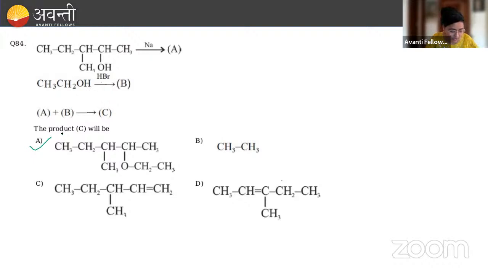Wait a minute. Yeah, let's write that down. CH3, CH2, CH, CH3, CH and OH. Sorry, CH3. So here, sodium, what will it do? It will form a molecule like this way. And that will combine with HBr, and we will get the answer A.